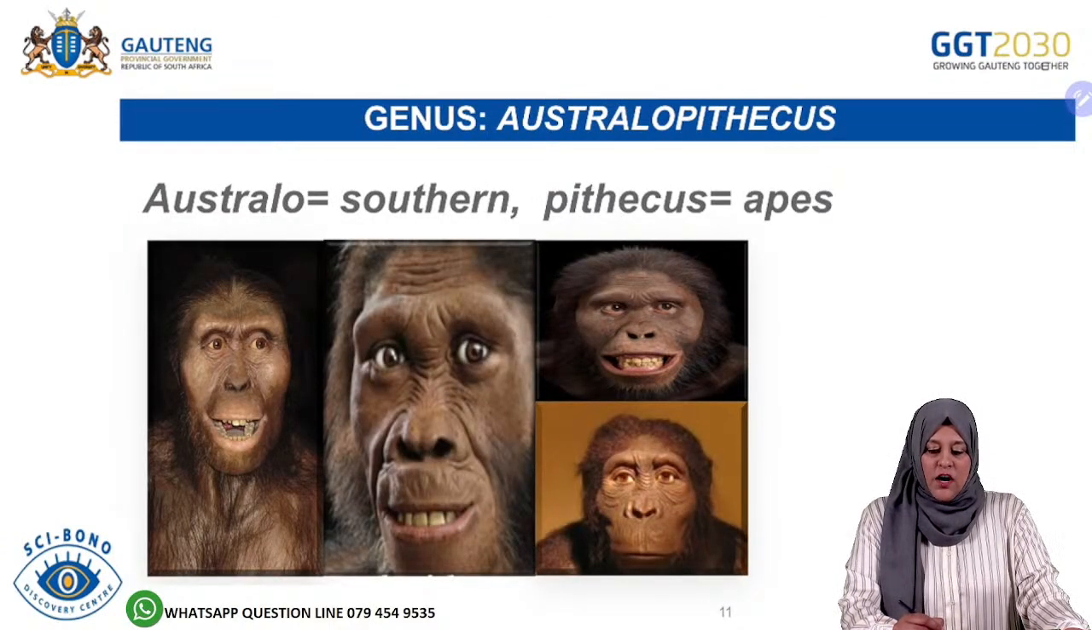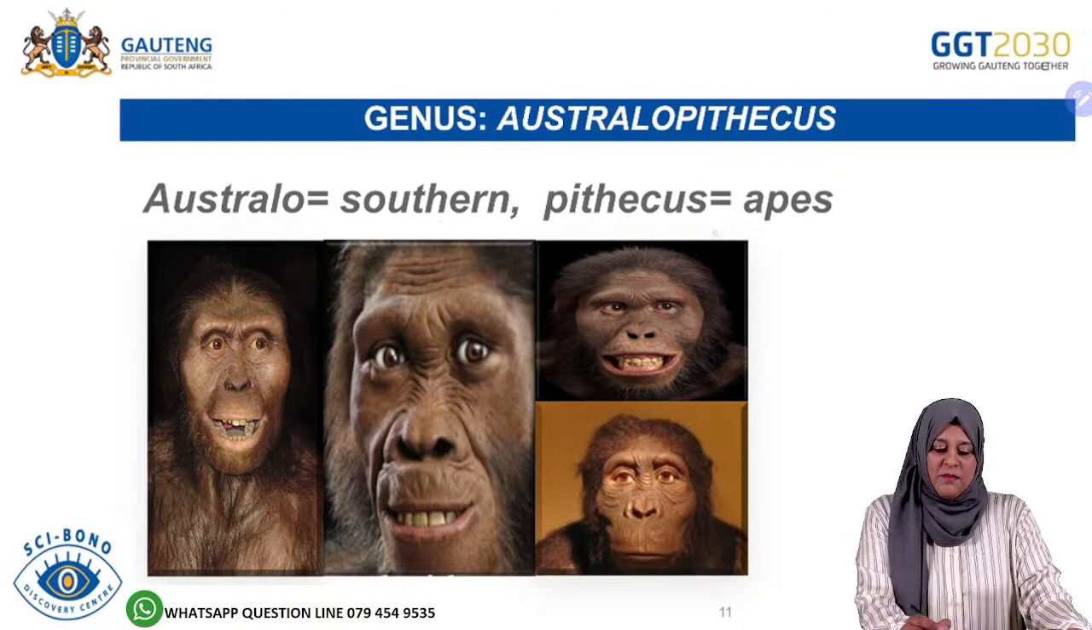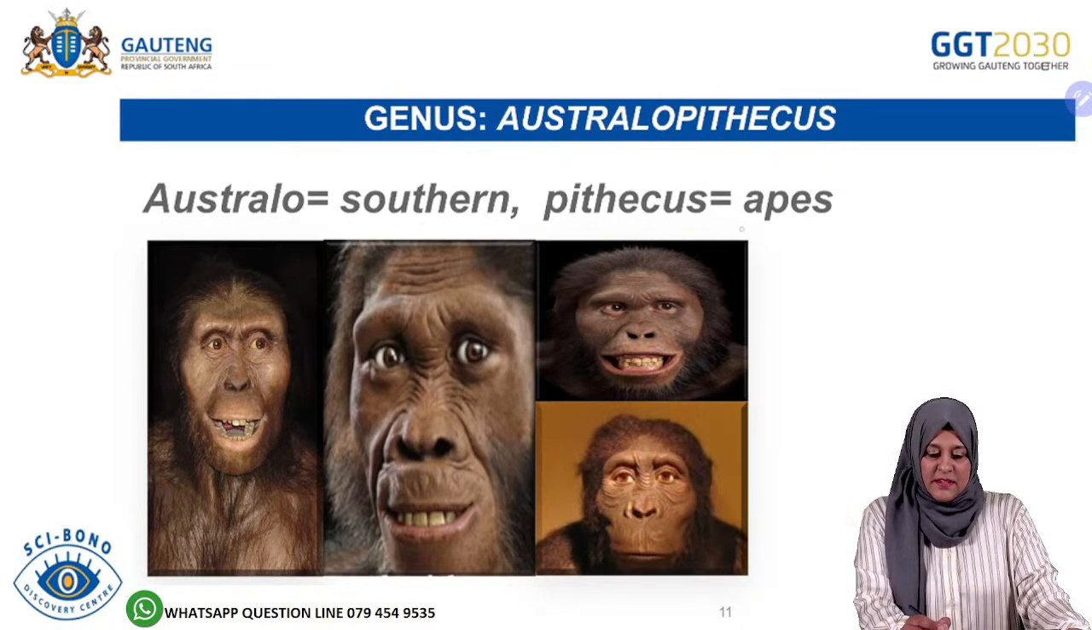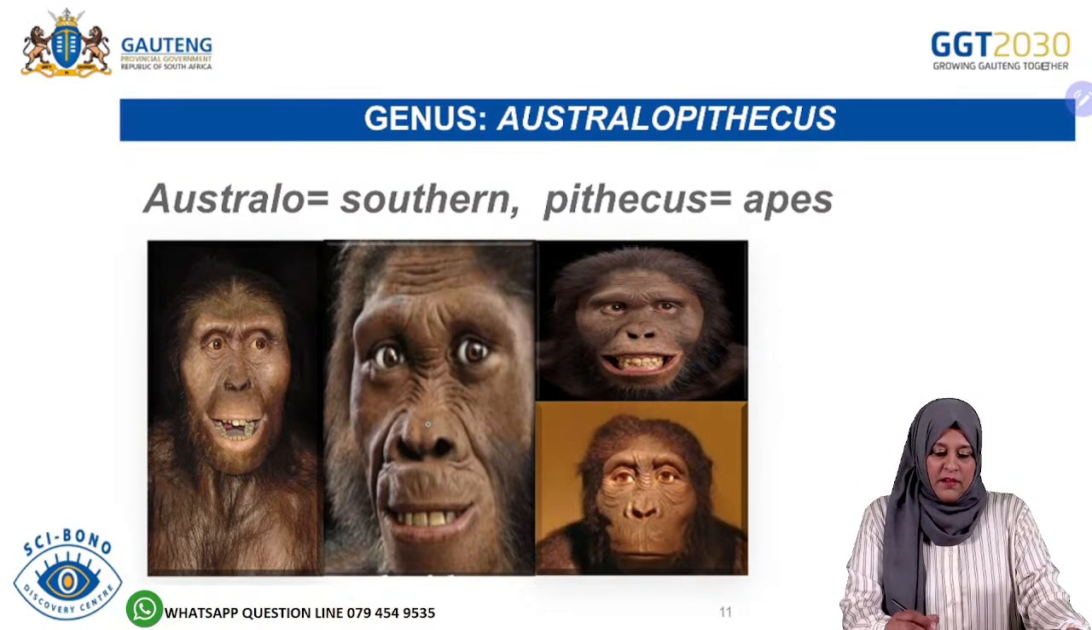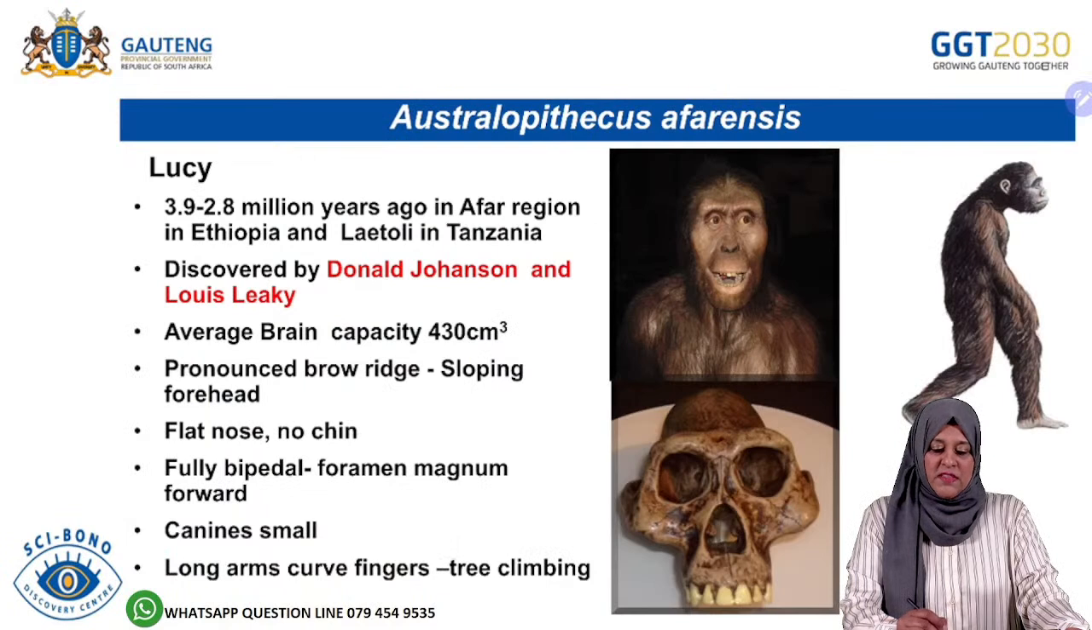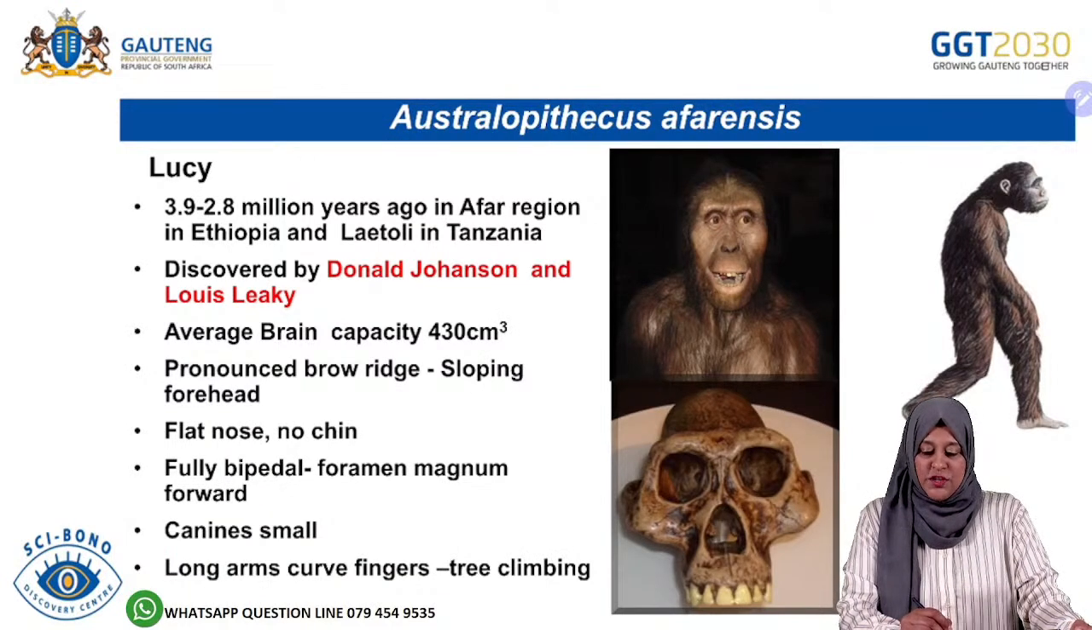Now we look at Australopithecus. These were the first bipedal primates, right? Australo meaning southern, pithecus meaning apes, right? And you can see here, they have smaller teeth, a sloping forehead, okay, a flatter nose. So let's look at Australopithecus afarensis in particular.